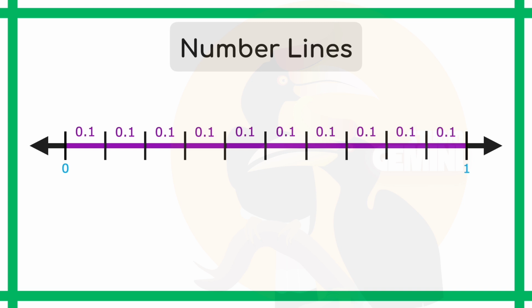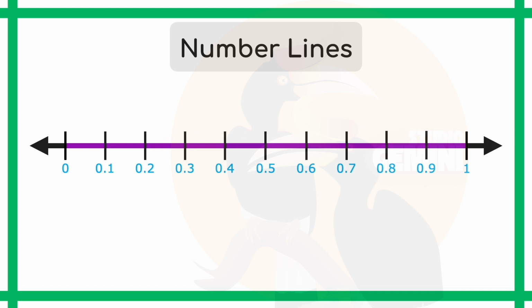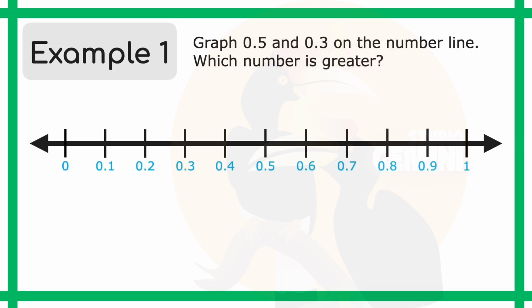After 0, we have 1/10, 2/10, 3/10, 4/10, 5/10, 6/10, 7/10, 8/10, and 9/10. Perfect. Okay, now that we've reviewed some of the basics of number lines, let's try comparing numbers. Graph 5/10 and 3/10 on the number line. Which number is greater? Notice that our number line goes from 0 to 1, with each part representing 1/10.